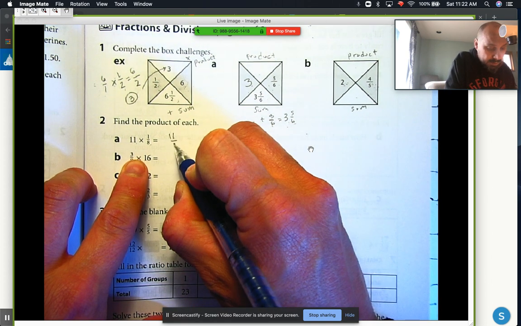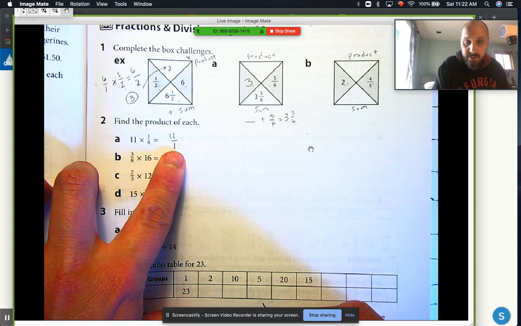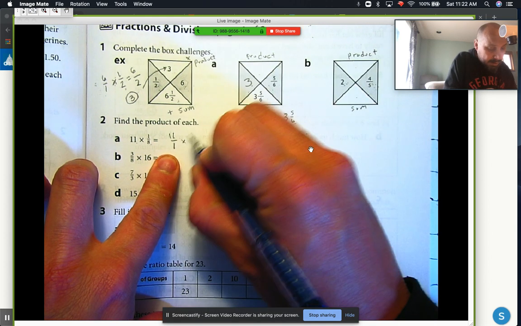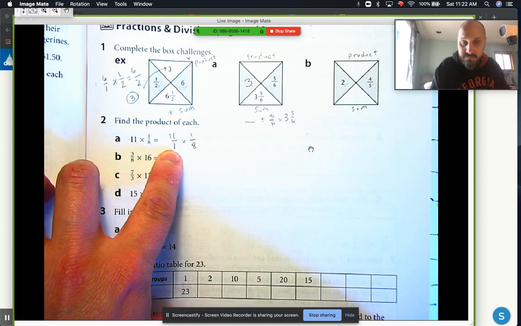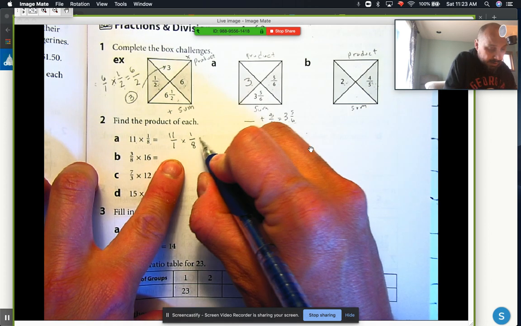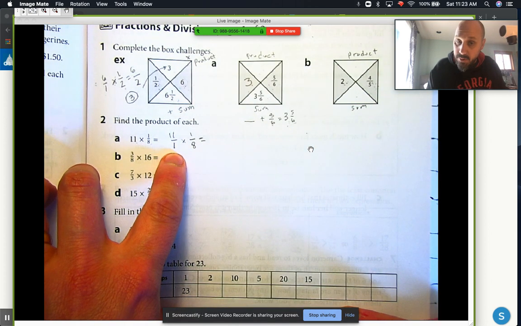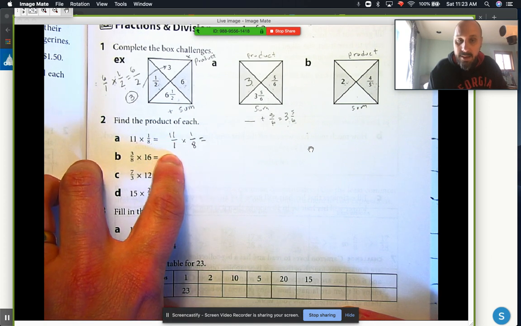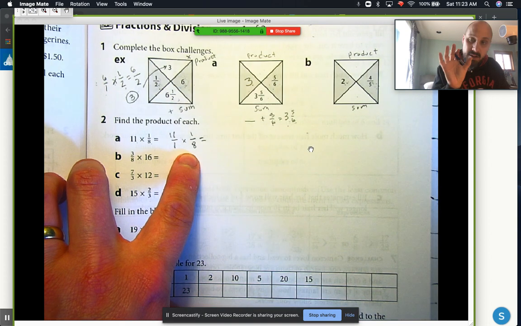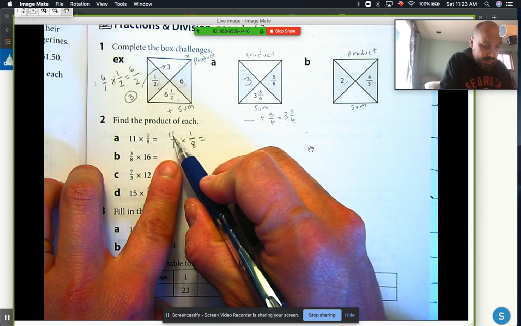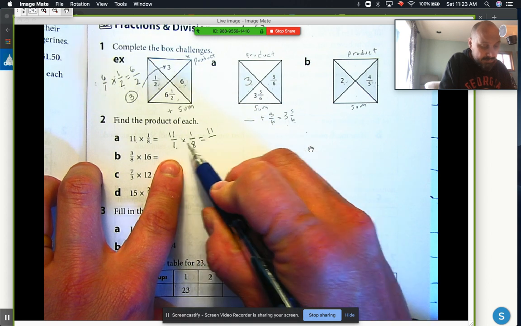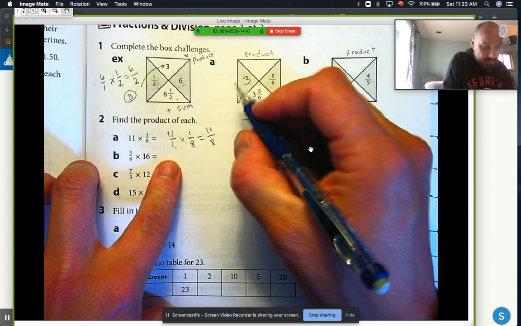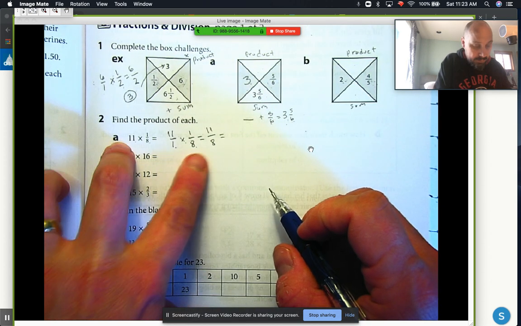So remember, I can always make my whole number into a fraction by putting a 1 underneath. So I changed the 11 to 11 wholes, or 11 over 1. Now I'm going to multiply that by 1/8. 11 wholes times 1/8. When I solve a multiplication problem with fractions, I multiply the numerator times the numerator, the denominator times the denominator, and they go straight across. You don't have to worry about doing anything else at this point. So 11 times 1 is 11. 1 times 8 is 8. My answer is 11/8.